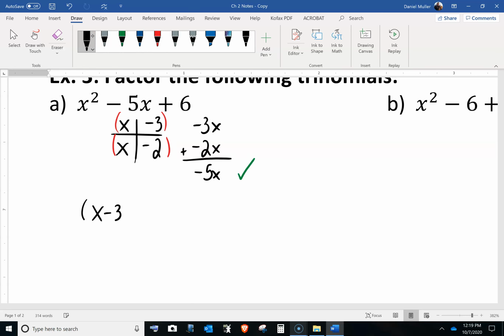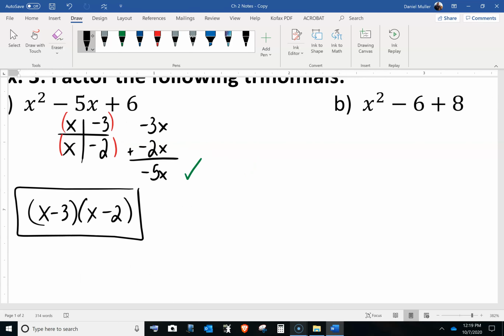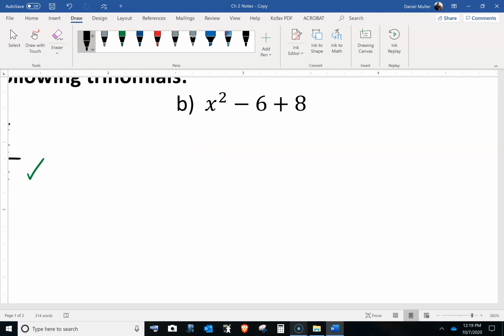So is there anything different about this one? Nope. I mean, they both ended up being negative numbers because negative 2 times negative 3 still equals positive 6, but really nothing's changed. And just to clarify, it could be x minus 2, x minus 3. We're allowed to switch the order. So keep that in mind for all of these. Okay, let's keep going on here.